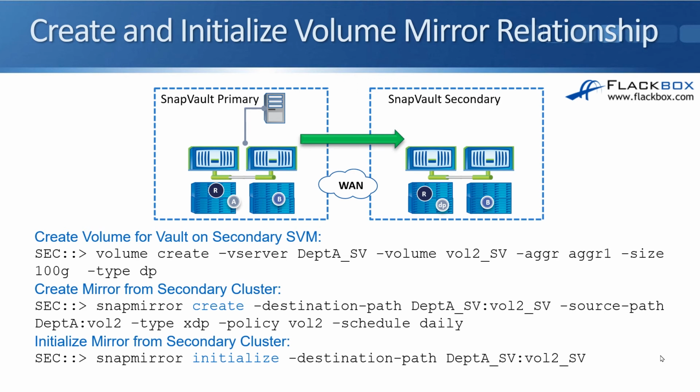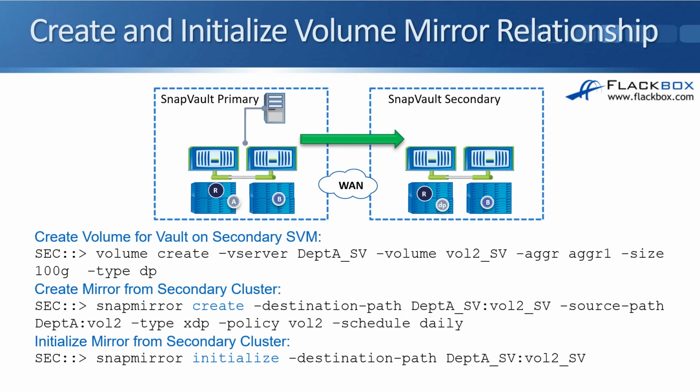Now what we need to do is actually create that SnapMirror relationship between the source and the destination volumes and initialize it to do the initial data transfer. So first off, we need to create the destination volume. So on our secondary SnapVault system, we say volume create for vServer department ASV. The volume that we're creating here, we're calling it volume2_SV. Specify the aggregate to put it in and the size, and we say type DP. So even though this is SnapVault, when we create the volume type is type DP. That makes it a read-only volume, and it enables auto-grow in there.